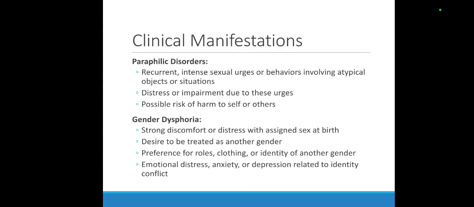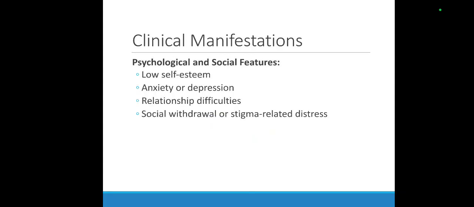Gender dysphoria, they may experience a strong discomfort or distress with assigned sex at birth, desire to be treated as another gender, preference for roles, clothing, or identity of another gender, and emotional distress, anxiety, or depression related to identity conflict. For psychological and social features, they have low self-esteem, they may experience anxiety or depression, relationship difficulties, and social withdrawal or stigma-related distress.